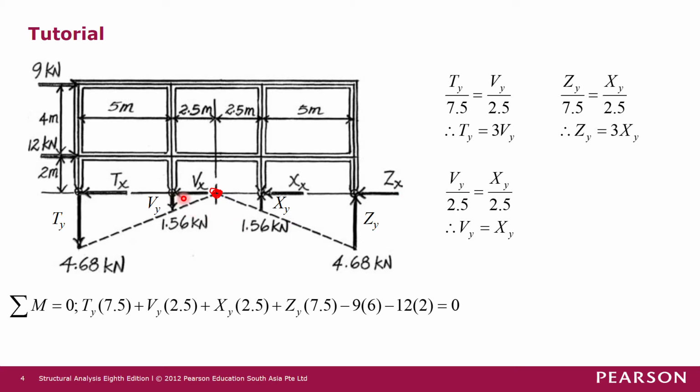And then another equation comes from this triangle and this triangle. So they are similar. So Vy over 2.5 equals Xy over 2.5, so Vy equals Xy in terms of magnitude. By substituting all these equations into this particular equation here, we may solve that Vy or Xy equals 1.56 kilonewton. So Vy and Xy are both 1.56 kilonewton. Then Ty is 3 Vy, so Ty is 4.68 kilonewton. Zy is 3 Xy, so Zy is 4.68 kilonewton.